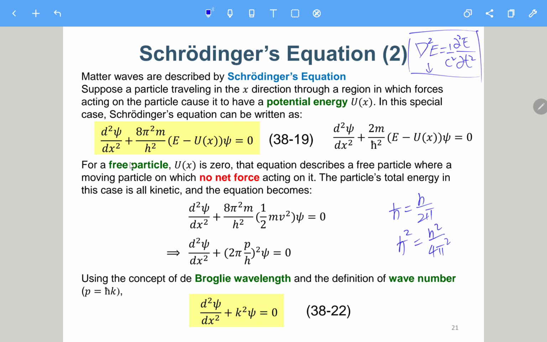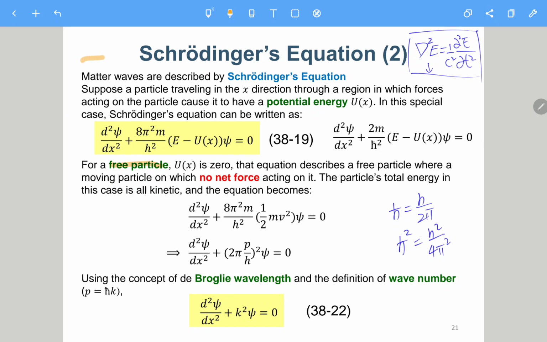Okay, so for a free particle, here we try to solve this Schrödinger equation in the easiest way, which is the free particle. Just like when we solve the Maxwell equations, the easiest case is the EM wave in free space, which means there is no charge and no current in the space, and then the wave will look like a plane wave. So we will also expect a plane wave for the Schrödinger equation for a free particle.